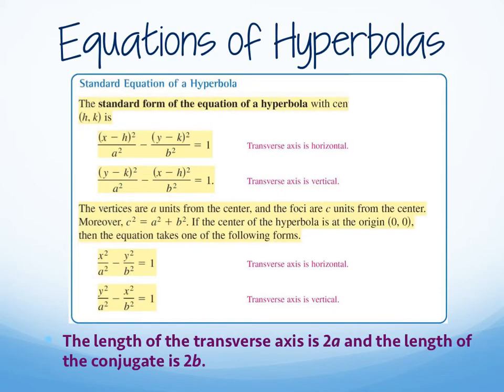And here are my equations. So the top one is the standard form of a hyperbola with a center that is not at 0, 0, like H, K. H still goes with the X. K still goes with the Y. It still represents the center. And this is if it's at the origin. Notice there's no H and K. That's the only difference. So if I compare this to the equation for an ellipse, what could you tell me is different?